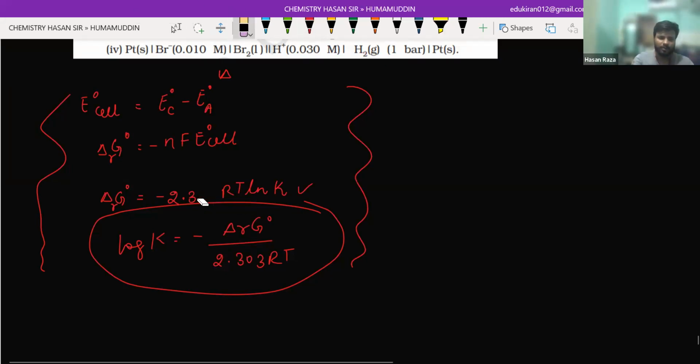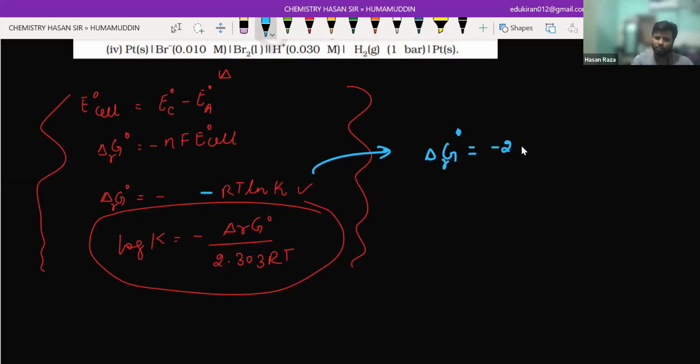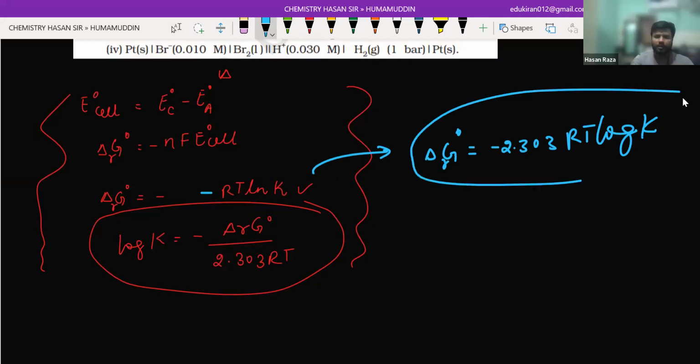Wait a minute. Let me correct this, since it is ln K, it will be minus RT ln K. If you are going to convert this into log, then delta G naught is equal to minus 2.303 RT log K. Got it? And accordingly, you can calculate the value of log K. Please let me know when you are done with this.